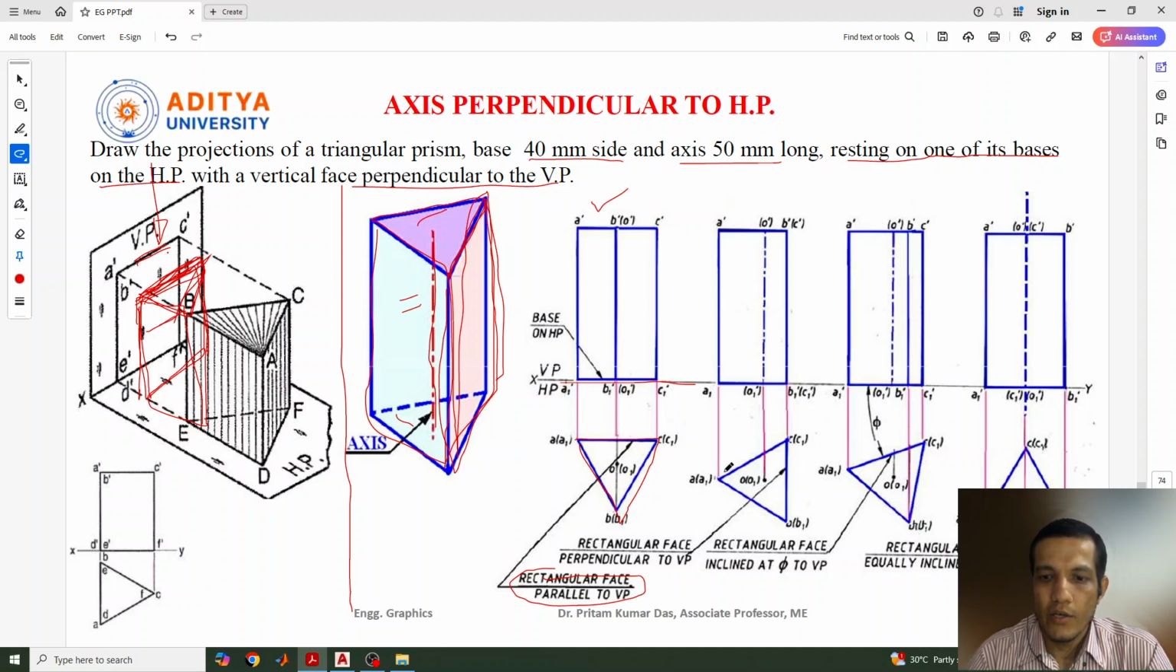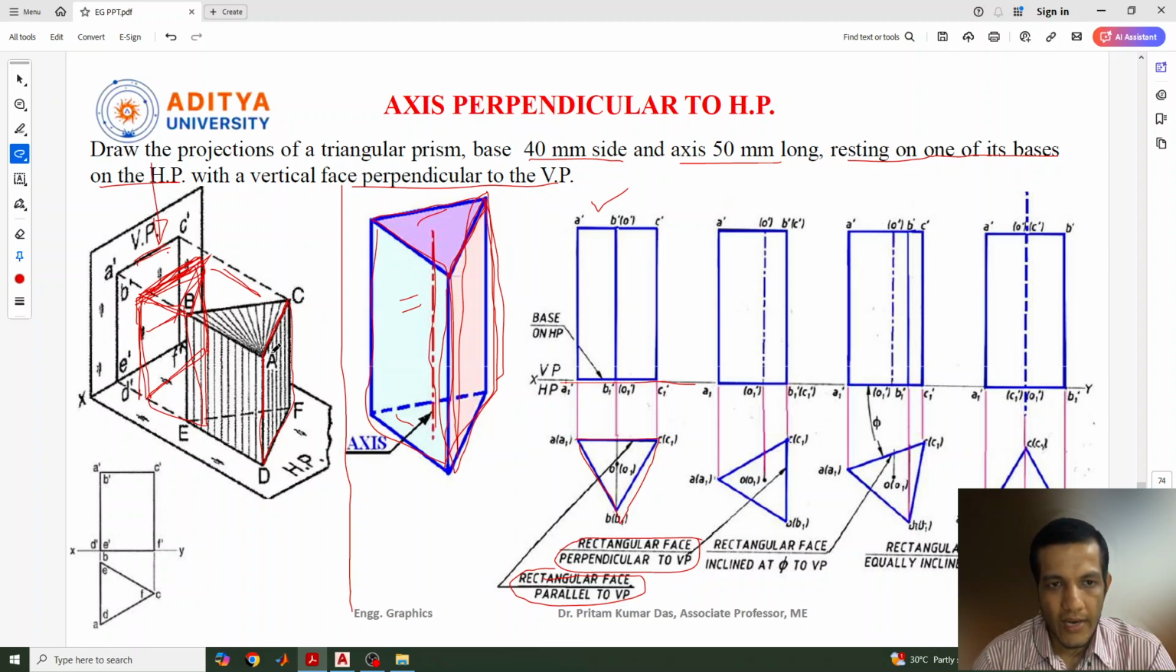The second condition is when the rectangular face is perpendicular to VP. When the rectangular face is perpendicular to VP. Now this is parallel, this is parallel. The next case is the rectangular face should be perpendicular to the vertical plane. In that case, a face is nothing but the sides. These are the sides, four sides are there. If you join all the points, then we'll get a face here.